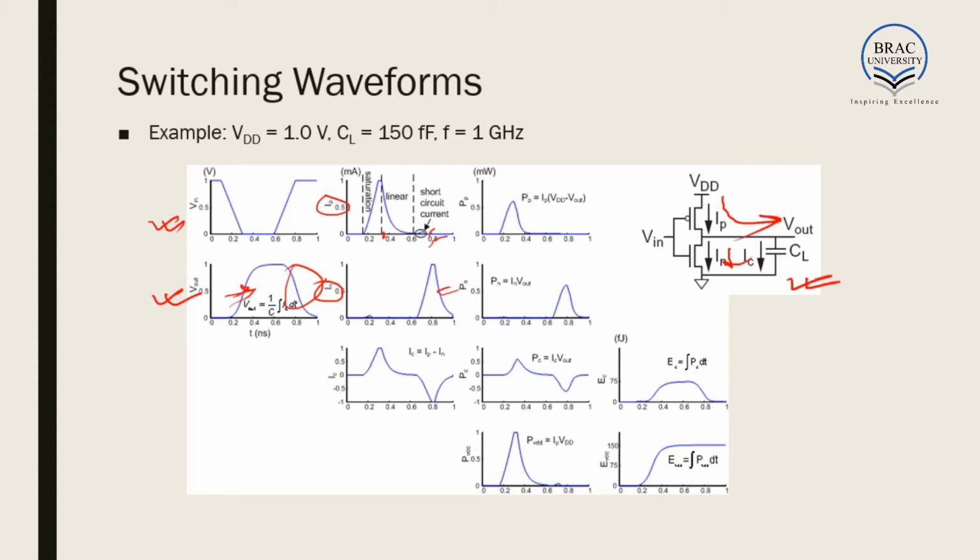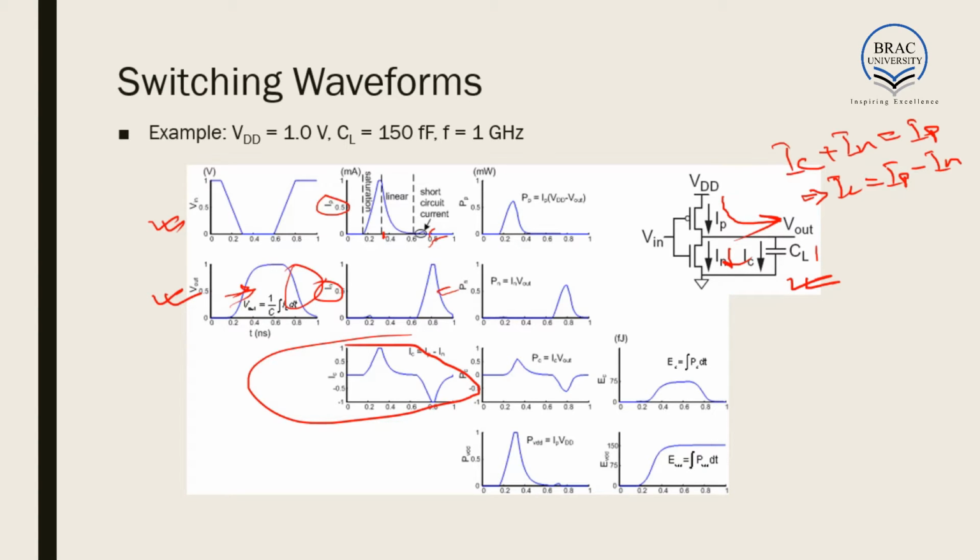And if we want to measure the current through the capacitor, what do we get? From KCL we get IC plus IN is equal to IP, or IC is equal to IP minus IN. So the total current through the capacitor looks something like this. It is the subtraction of this minus this, the upper graph minus the lower graph.